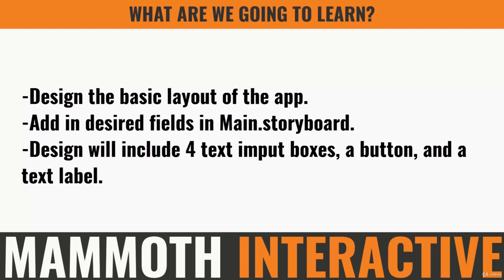So again, that's where we design the layout, whereas the other file is where we're going to do the actual coding. So more specifically, our design will include 4 text input boxes, one for each variable. There's going to be a button which will perform the calculation and print out the final value when pressed, and a text label that will display the final value.